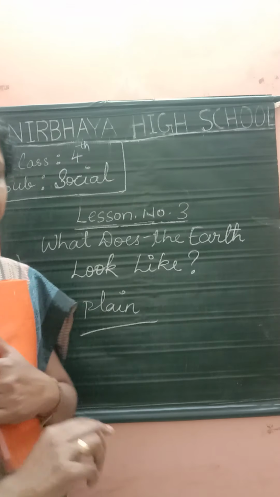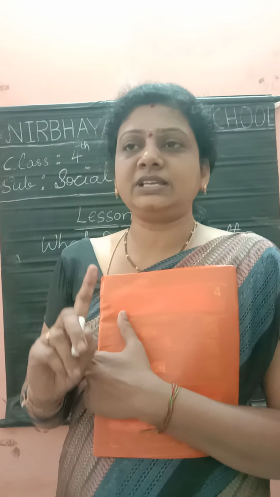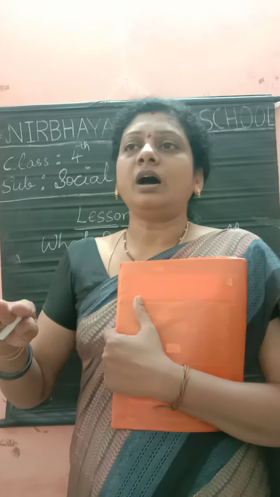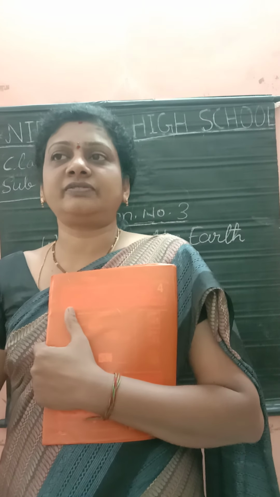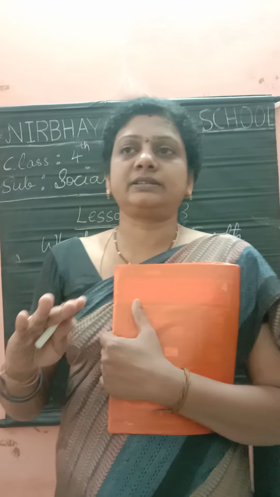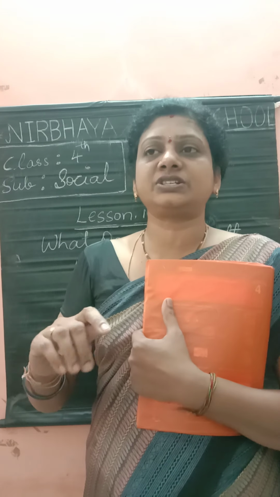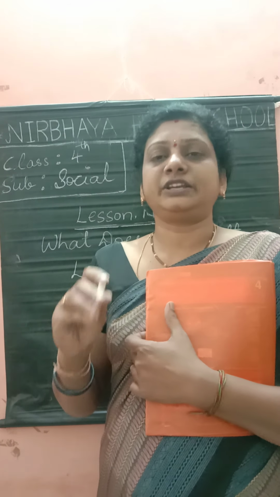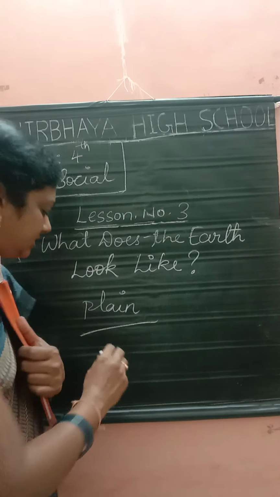The physical features of our earth. The first one is plain. A plain is a flat surface of the earth. And the next one is plateau.